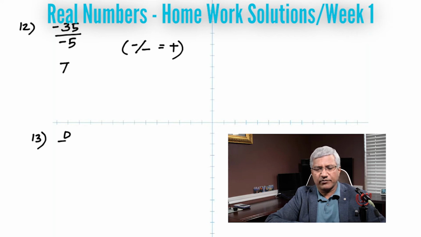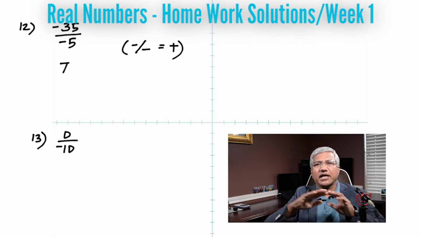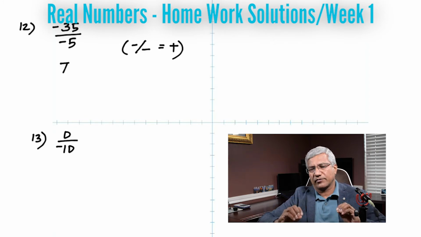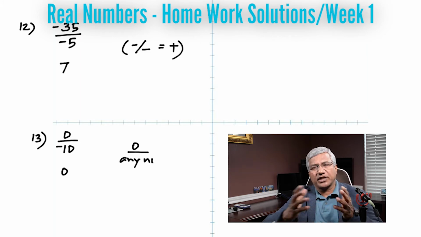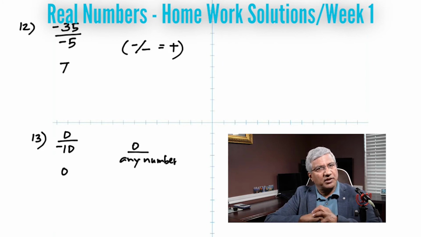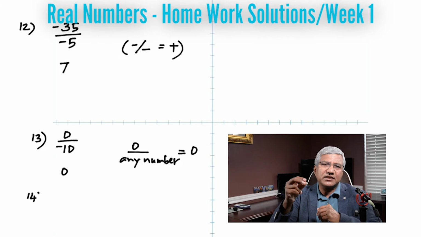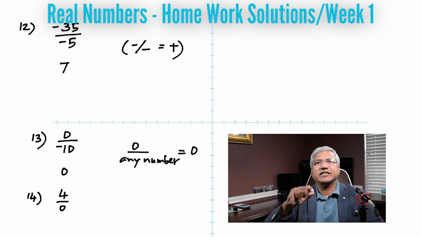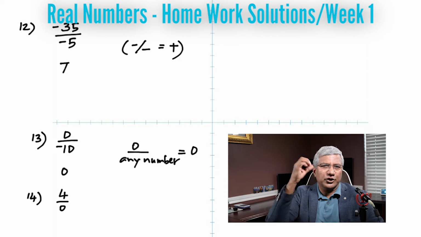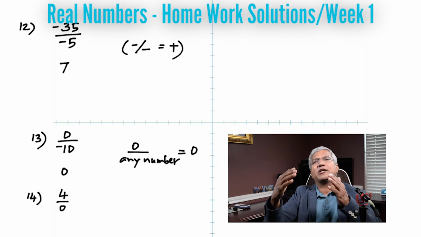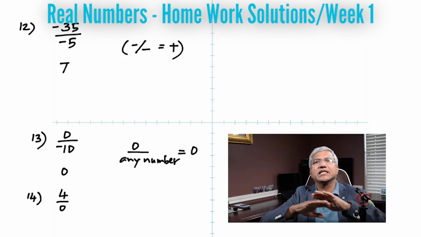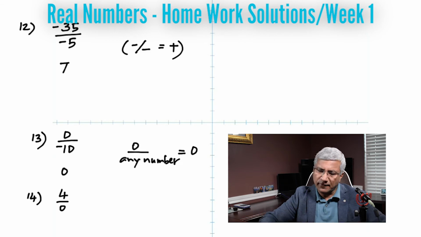Number 13, 0 divided by minus 10. 0 divided by any number is 0. Therefore, the answer is 0. But also remember that if any number is divided by 0, it's undefined. So if 0 is in the numerator, you get 0. But if 0 is in the denominator, like you're trying to divide any number by 0, then that cannot be done. It's undefined. So see the difference. 14, so 4 by 0, that's undefined.